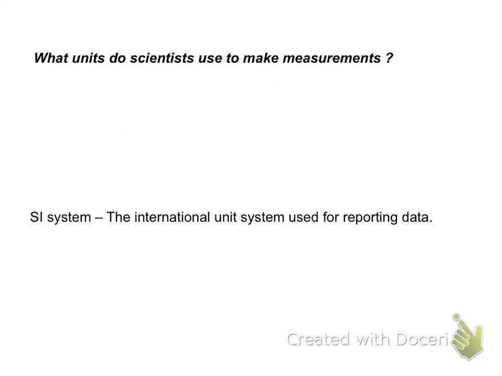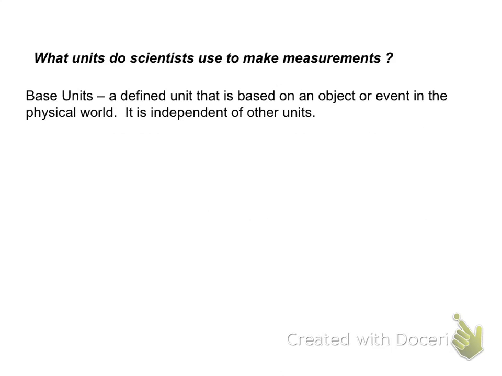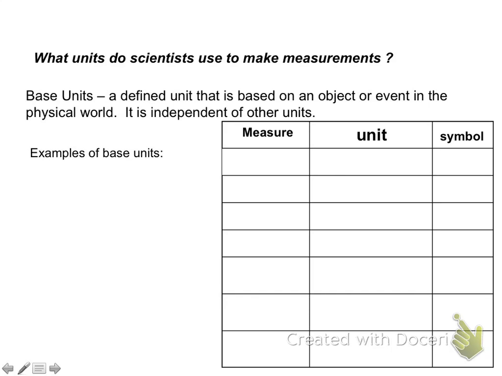There are 2 types of units that I would like for you to know the difference between, and those are base units and derived units. Base units are a defined unit based on an object or event in the physical world. It is independent of other units. Here are some examples of base units, and you have these in your notes.